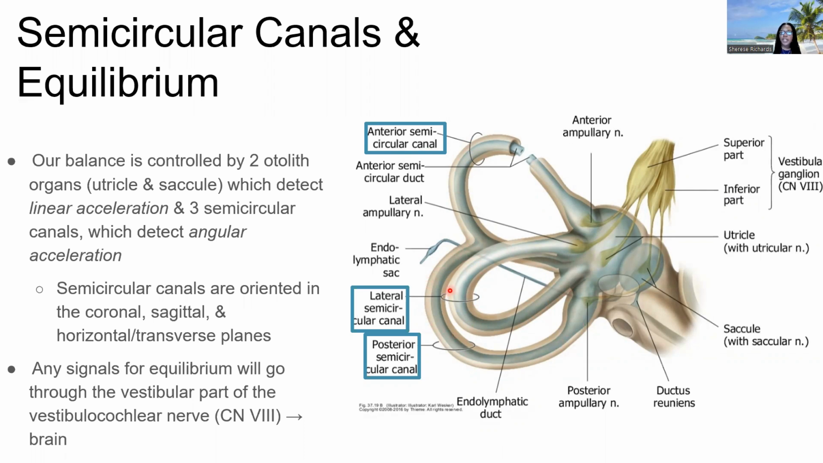Now, all three of these structures, I won't get into the details of these because it's not super important, but basically they help us to determine angular acceleration. What that means is they help us to perceive the position of our head when we turn our head, or when we tilt our head up and down. They help us to perceive and make sense of those positions and those directions.